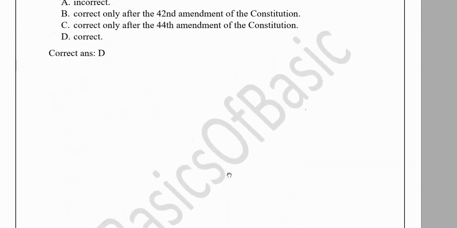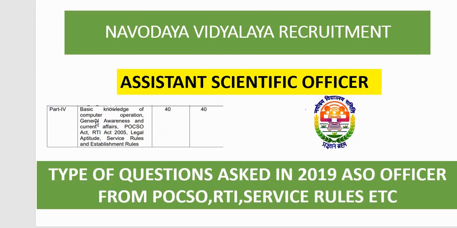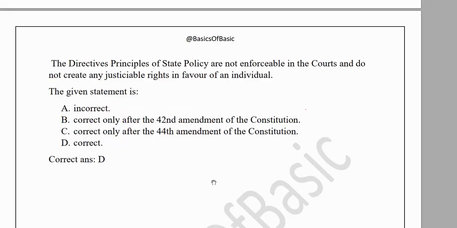Okay, guys, these were the questions with respect to the different things that I spoke about: general awareness, POCSO, RTI, legal aptitude, service rules, and establishment rules. Okay, so in the next video, I'll bring another set of questions with respect to the assistant section officer.